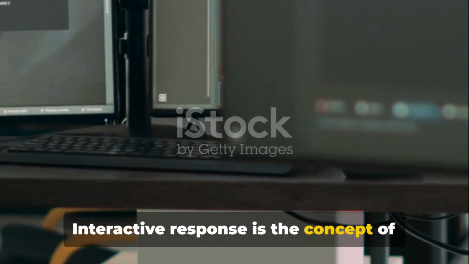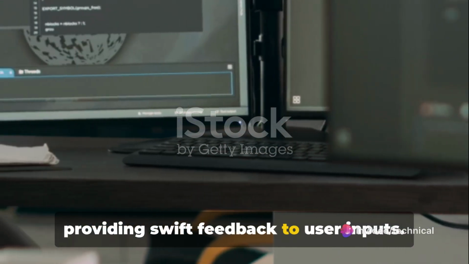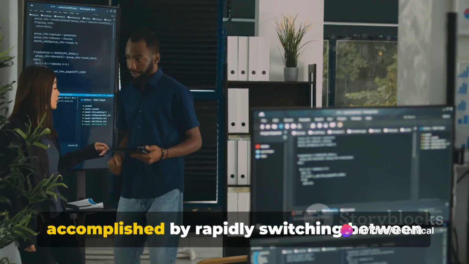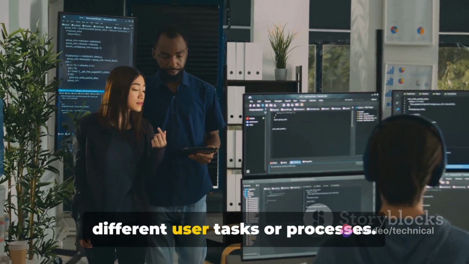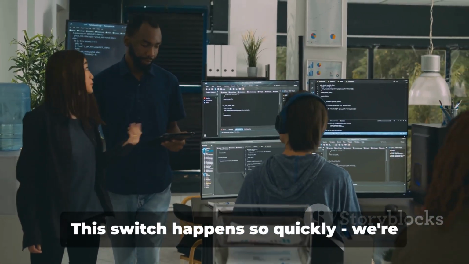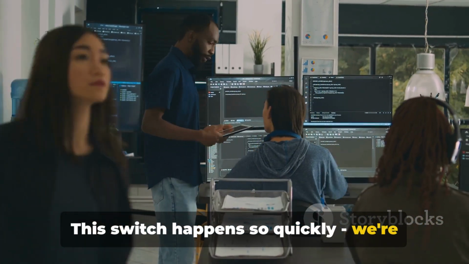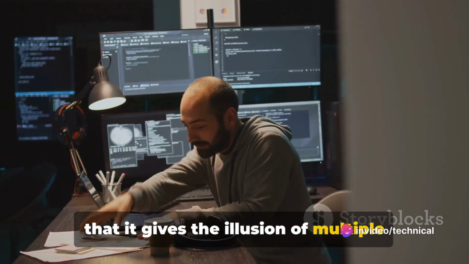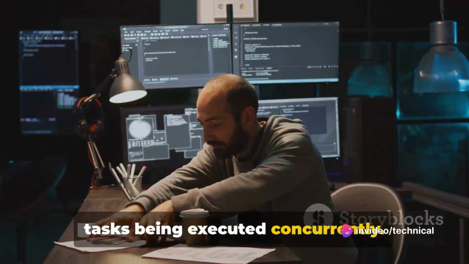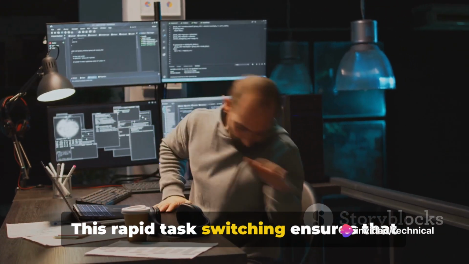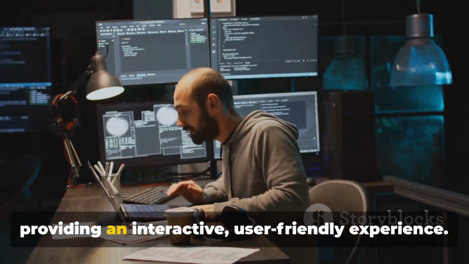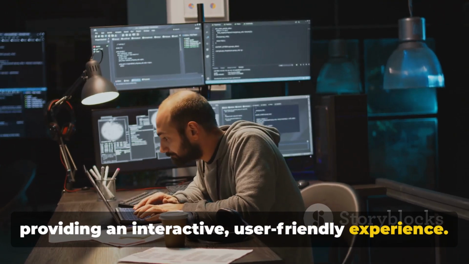Interactive response is the concept of providing swift feedback to user inputs. In a time-sharing system, this is accomplished by rapidly switching between different user tasks or processes. This switch happens so quickly, we're talking milliseconds or microseconds, that it gives the illusion of multiple tasks being executed concurrently. This rapid task switching ensures that each user receives a prompt response, thus providing an interactive, user-friendly experience.